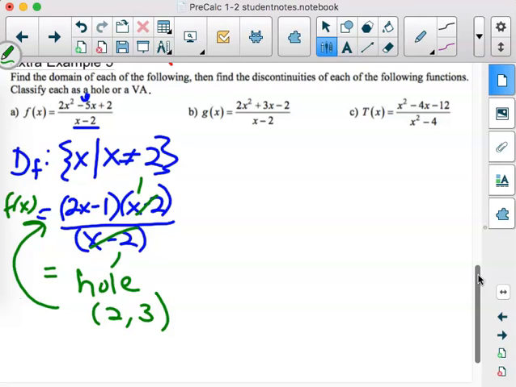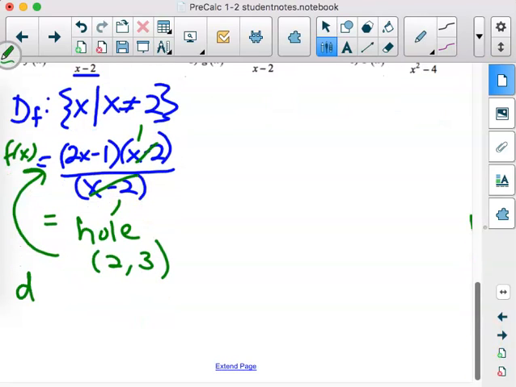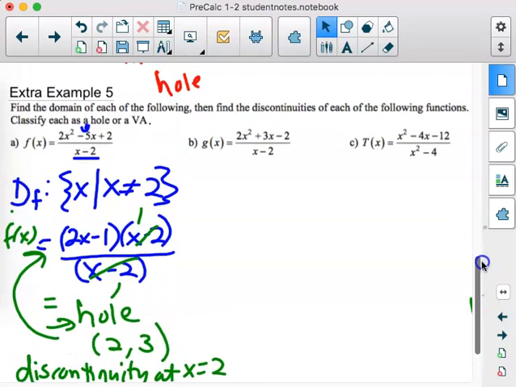Now, we found the domain. Find the discontinuities. So the discontinuity is at x equals 2. And then, I scrolled up too far here, classify each as a hole or a vertical asymptote. We already did that. It's a hole at 2, 3. So now we've covered everything. We have the domain, we have discontinuity, and we already declared that it will be a hole because we could cancel it out of the numerator and the denominator.